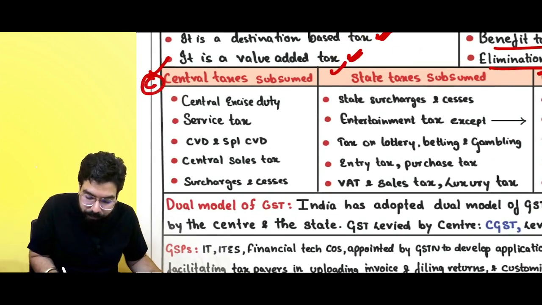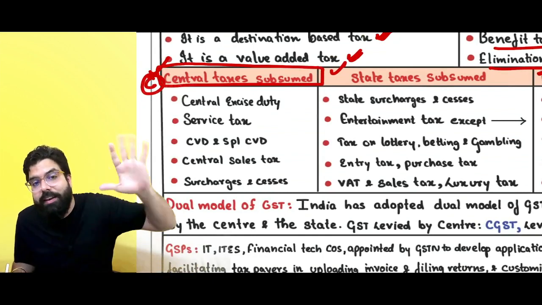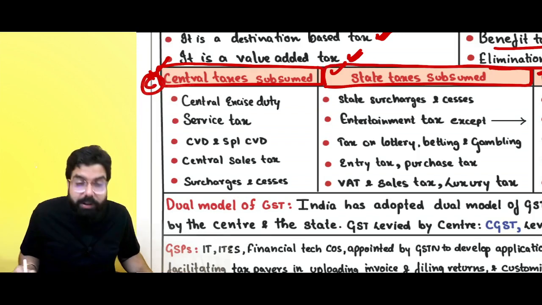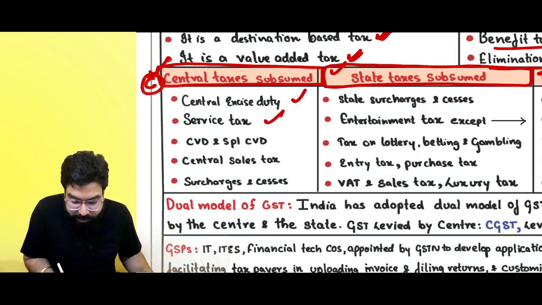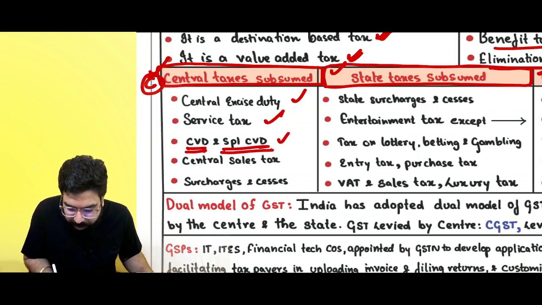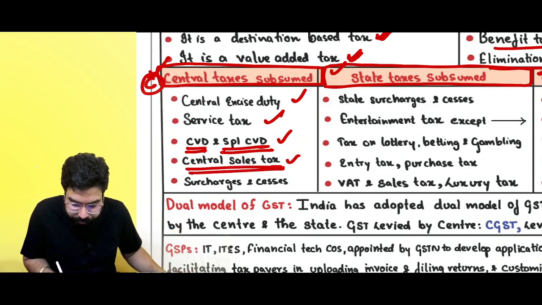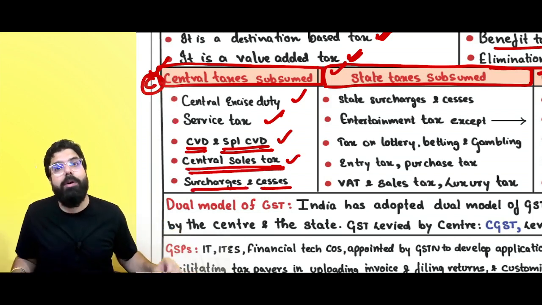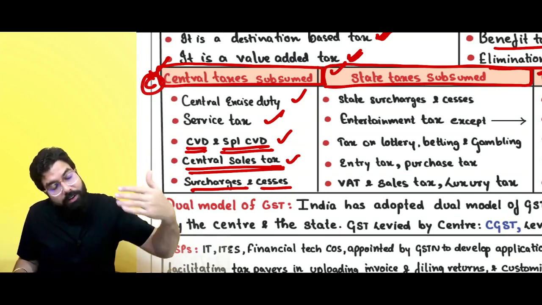So first of all, what are the central taxes which are subsumed? Subsumed means because of the coming of GST they are gone. What are the state taxes that are subsumed? Means because of the coming of GST they are gone. Central excise duty gone, service tax gone, countervailing duties, special countervailing duties which were being imposed gone, central sales tax gone, surcharges and cess which were there. For example, under service tax there was Krishi Kalyan cess, Swachh Bharat cess, service tax gone, surcharges and cess also gone.